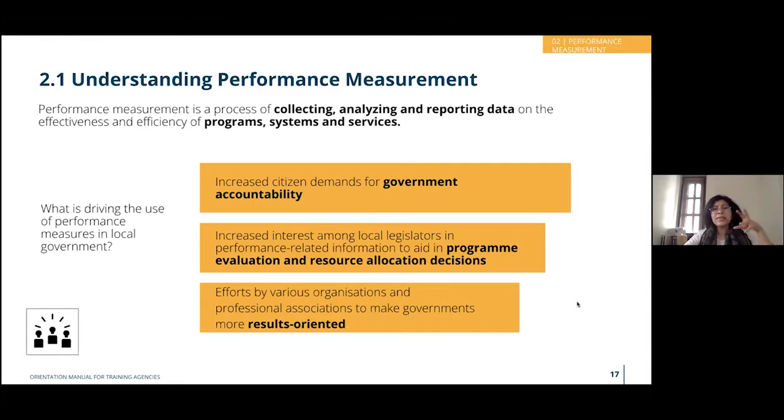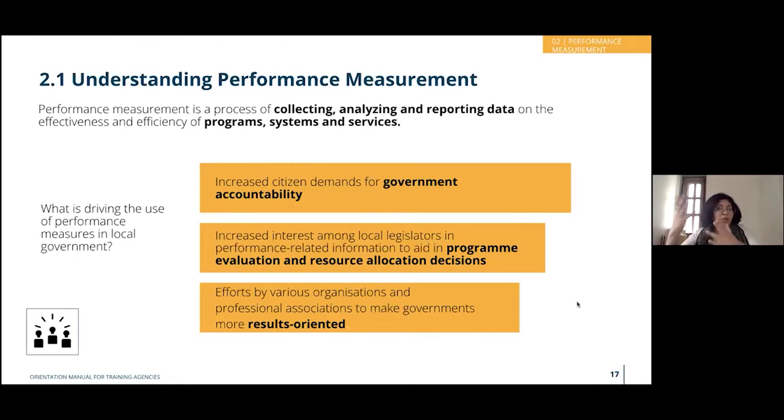The second is that there is an increased interest among local legislators in performance related information to aid in program evaluation and resource allocation. What does that mean? Essentially, performance measurement allows you to highlight certain pain points, right? It allows you to highlight, oh, this city is doing very well in waste collection, because we measured waste collection against indicators, so it's doing very well.